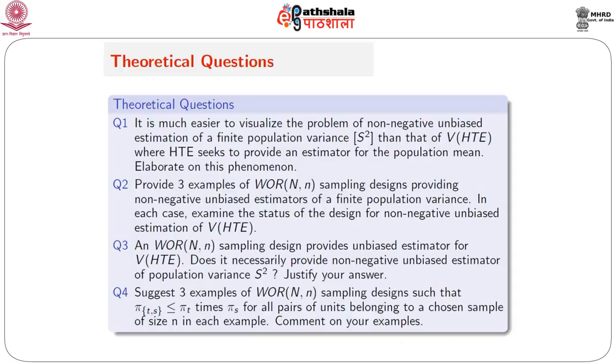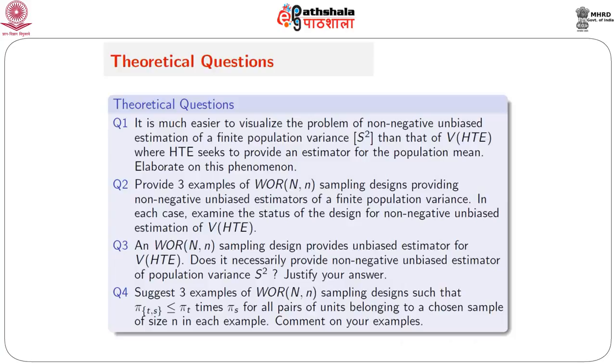Anyway, let us take up some theoretical questions. Question number 1. It is much easier to visualize the problem of non-negative unbiased estimation of a finite population variance than that of the variance of the Horvitz-Thompson estimator, while the HT Horvitz-Thompson estimator seeks to provide an unbiased estimate of the population mean. Elaborate on this phenomenon. It is a good problem.